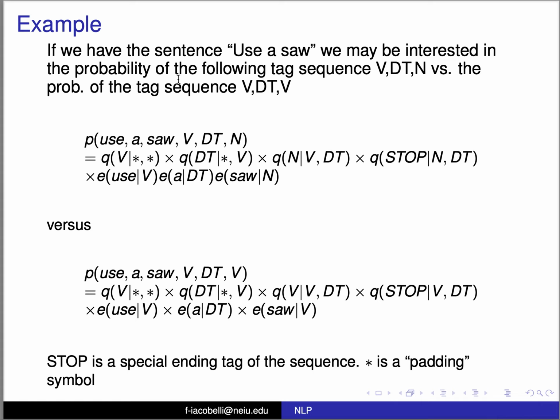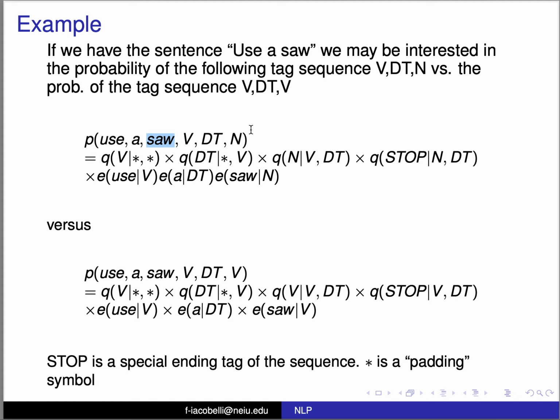So for example, the sentence is "use a saw." I'm going to use this sequence to determine what the probability is. I'm going to use V, DT, and N. And versus that, I'm going to try another sequence for "use a saw," V, DT, and V. So this saw as a verb and this saw as a noun. And I will think, well, which one is more likely?